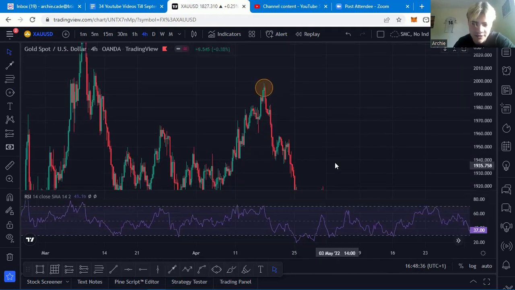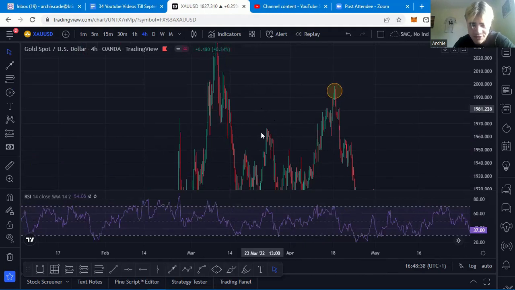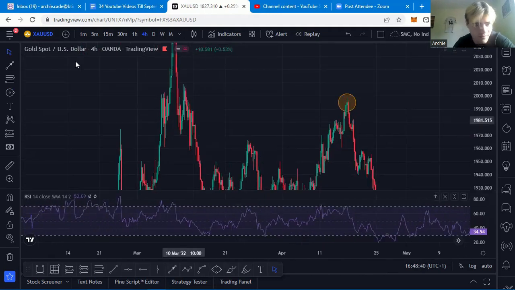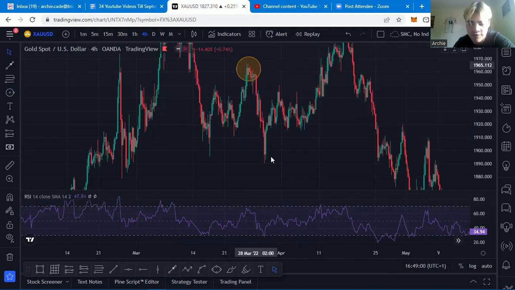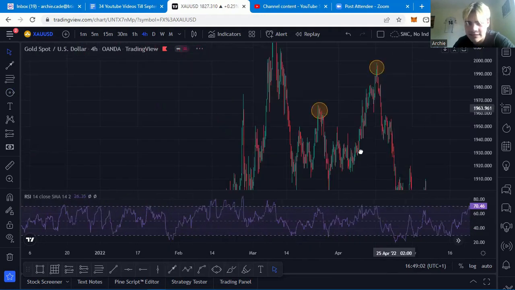Now if we look at the other side of things, let's use another example. We've got one right here. We get another circle, another orange circle representing these candlesticks. We're becoming overbought. Once it hits pretty much the 70 level, 68, 69, we can see that the market retraces off. So it's quite a powerful indicator.